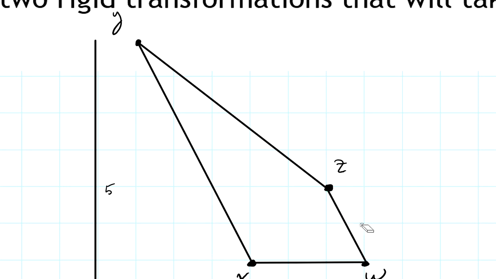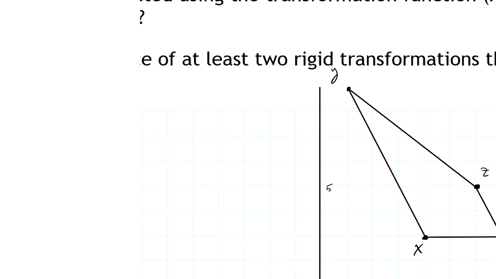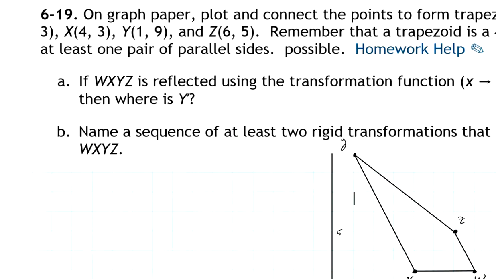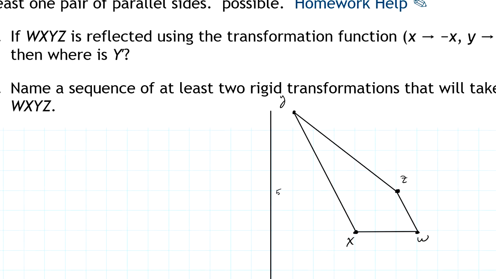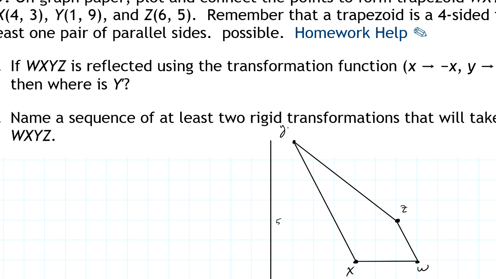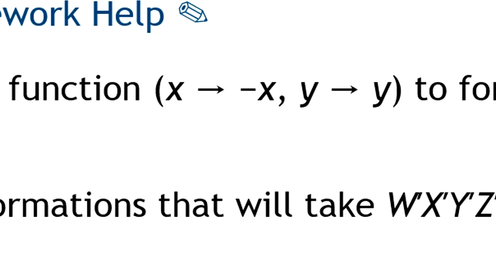So then we need to do a little transformation. It says that we need to do a reflection. We need to reflect this trapezoid. It says if it is reflected using this transformation to form a new trapezoid, where is point Y? So the question we're asked is, where does Y go? Here's our point Y. Where does it end up after this transformation? If I look at this transformation, it says y's are going to go to exactly where y's were, but x's are going to go to the opposite of x's. So when that happens, that's a reflection across the y-axis.